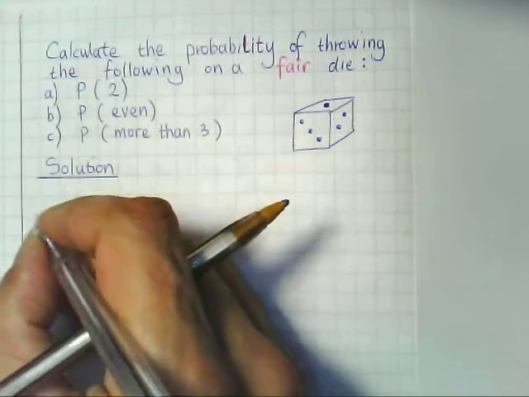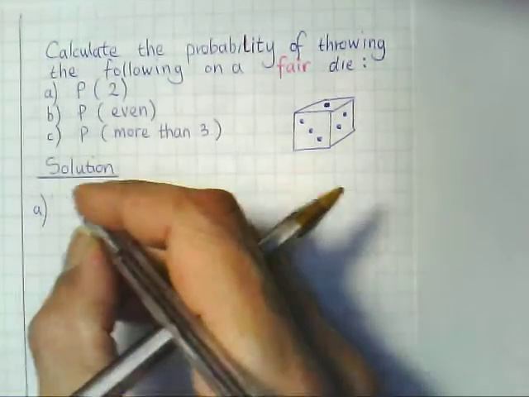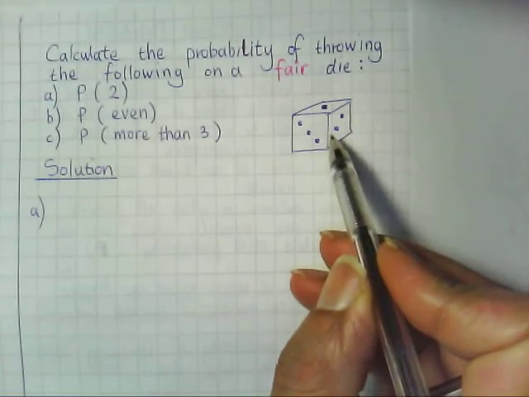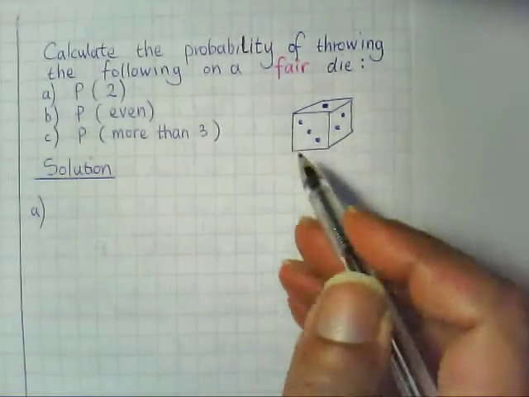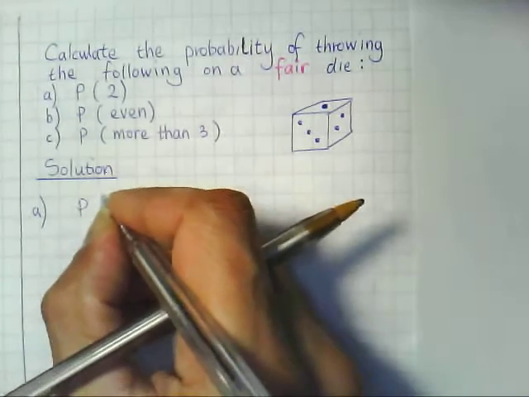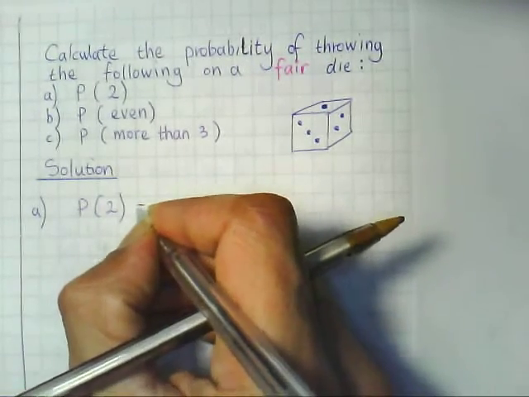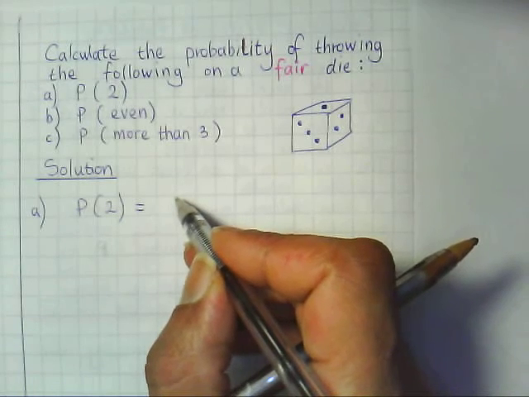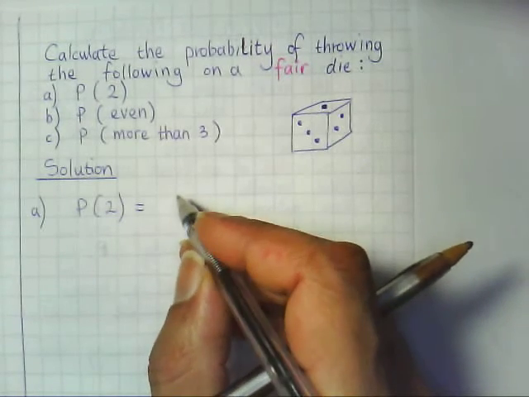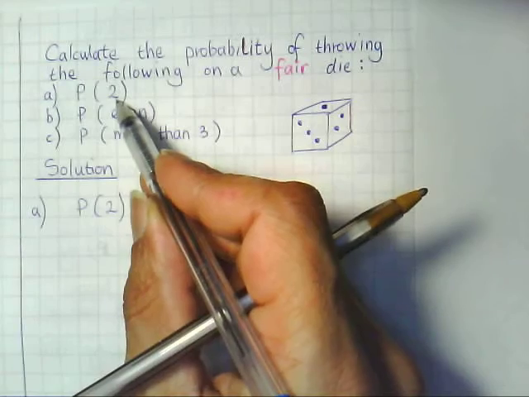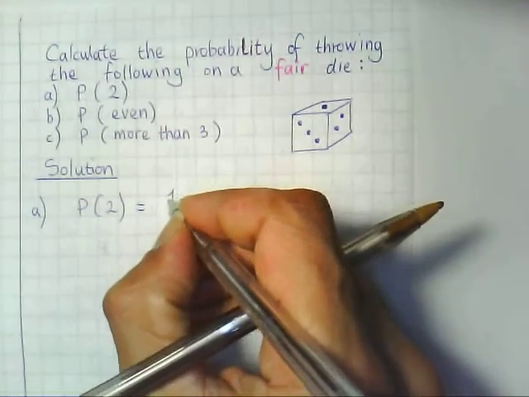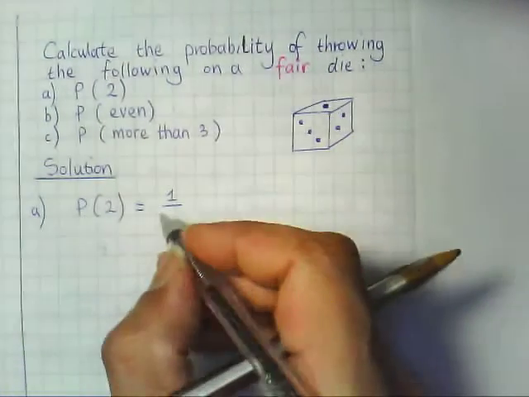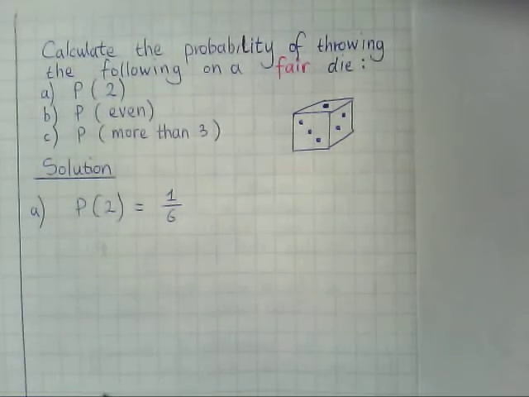So when we think about the solution for A, 2 can only occur once out of 6 possible outcomes. So we can write that the probability of throwing a 2, and we think back to the formula for working out theoretical probability, so there's only one way of obtaining a 2, so we would say 1 divided by, and there are 6 possible outcomes, so that's the denominator.